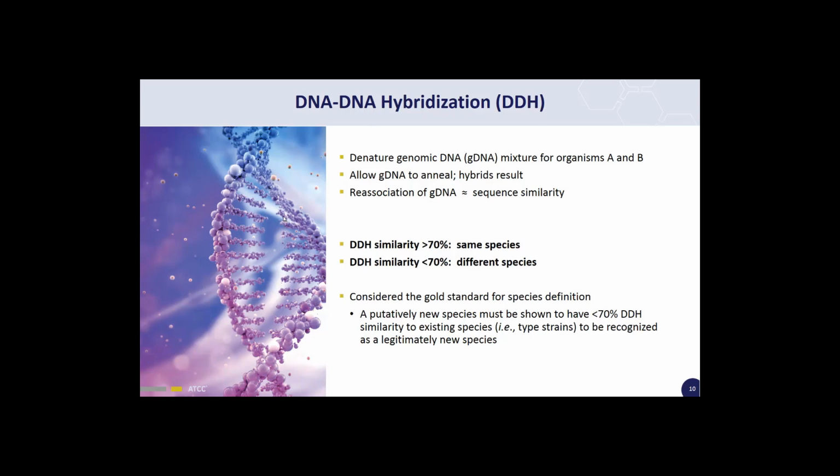The DDH threshold for species delineation is 70%. So two genomes with a greater than 70% DDH similarity are the same species as each other. Conversely, two genomes with a less than 70% DDH similarity belong to two different species. It's important, however, to emphasize that DDH may tell you that the two genomes are from the same species, but it doesn't tell you what that species is.